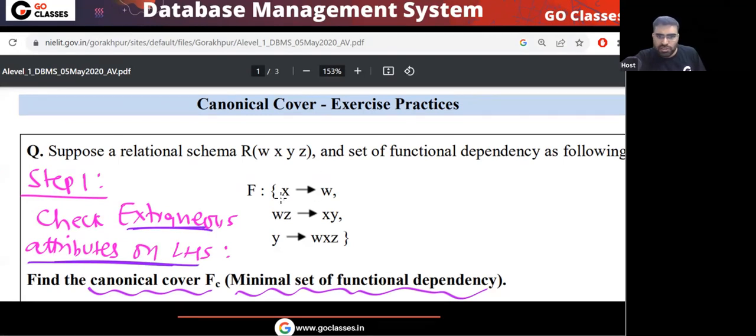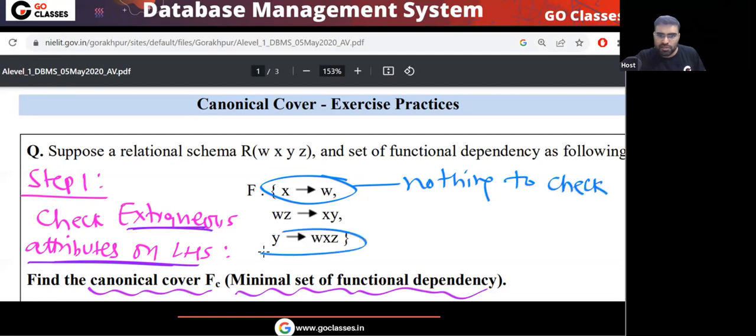So can you notice here nothing to check? Yes or no? Agree with me? Because only single attribute on LHS. There is nothing to check. Again, there is nothing to check. Okay, so where do we have to check? We have to check here.